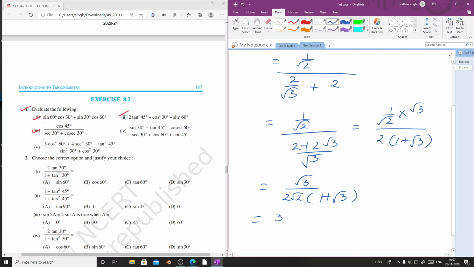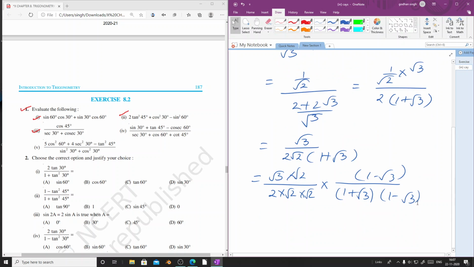So we can write here root 3 into root 2 over, in denominator we will be getting 2 into root 2 into root 2, into, now also we will rationalize this 1 plus root 3. 1 plus root 3 as it is, and then we will multiply this conjugate, that is 1 minus root 3, and here also 1 minus root 3. So we will simplify this, and that will be our answer.